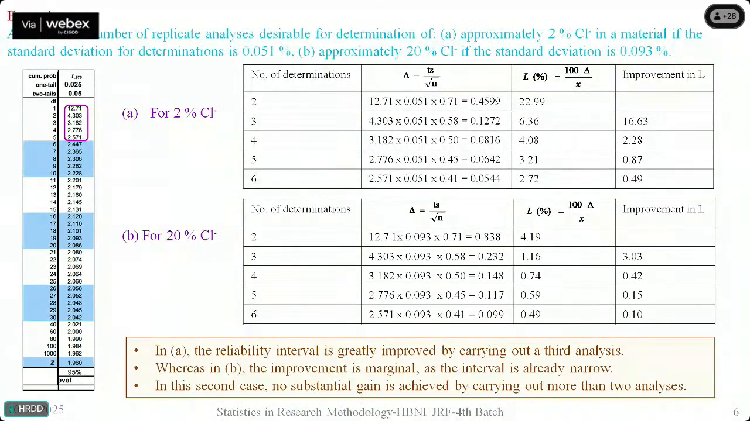This is the one I wanted to show you from the T table. With degrees of freedom, we have seen that with 6 or 7 measurements, we were able to get almost similar data. Whereas when you have higher concentration, even a lower number will give you the same result. That is what I wanted to convey. Done? Clear?